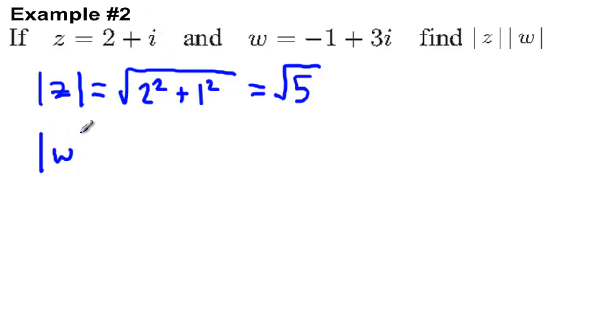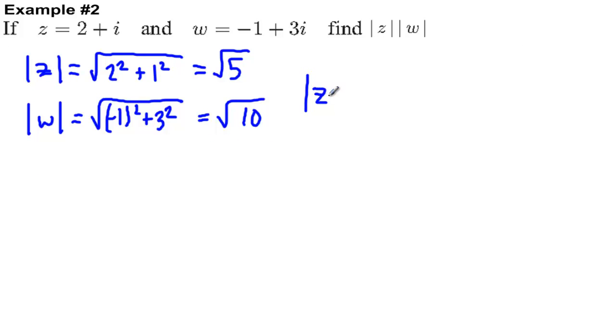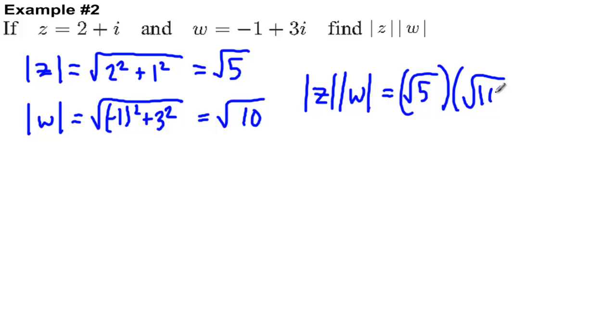The magnitude of w would be the square root of my components, negative 1 squared plus 3 squared. What's that work out to be? 1 plus 9 is root 10. So the magnitude of z times the magnitude of w is root 5 times the root of 10, which is equal to the root of 50, which works out to be 5 root 2.